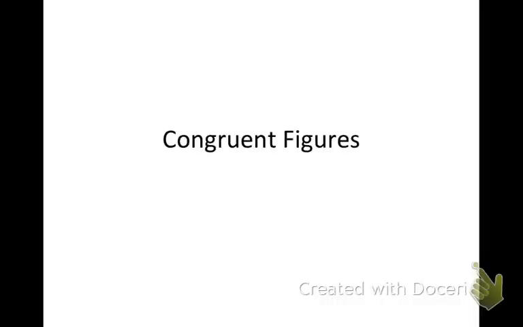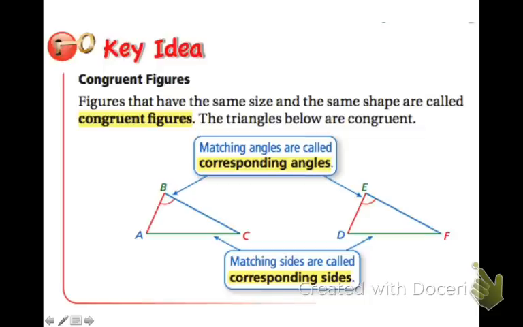Okay, this is the first lesson in Chapter 2. We're going to be talking about congruent figures. The main key idea in this lesson is that congruent figures are figures that have the same size and the same shape. So they're the same in every way.